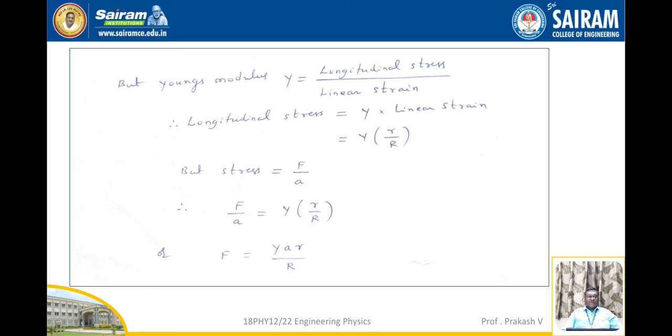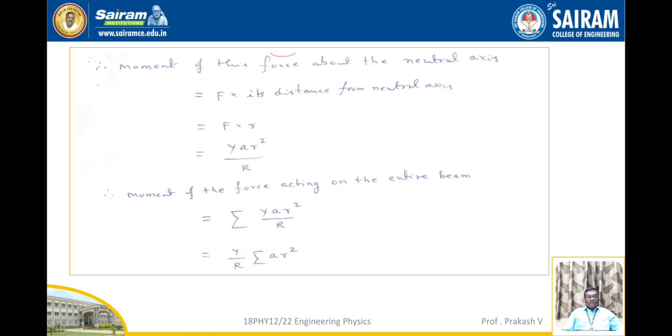Stress is nothing but force per area. Therefore, in place of longitudinal stress, substitute F by A. So F by A is equal to Y into small r by capital R. Finally, the value of F is equal to YAr by capital R. That is the force. Now, the moment of this force F about the neutral axis will be equal to force into perpendicular distance, that is F into small r, which is equal to YAr square by capital R.